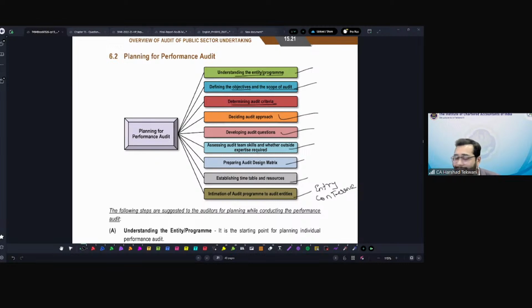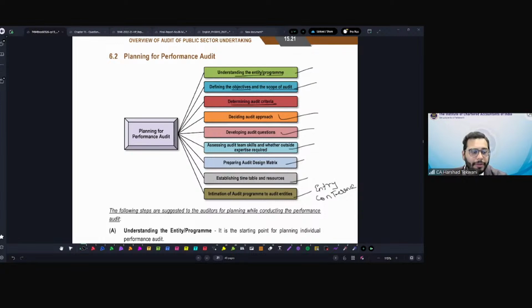Any doubt with this? Performance audit, any doubt, guys? No doubt with the performance audit? Okay. If no doubt, then let's move to the next part.